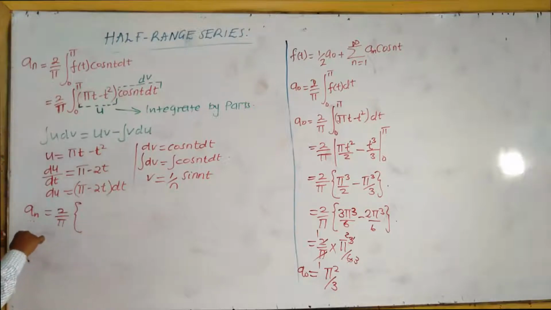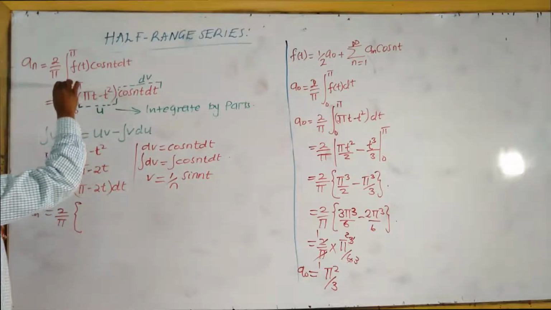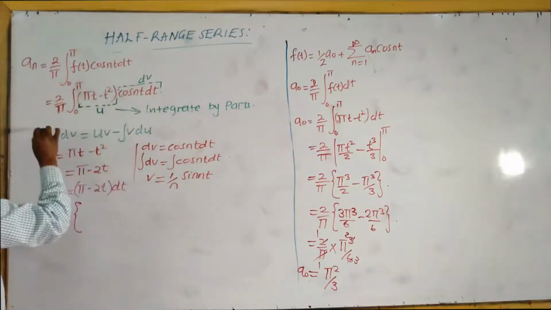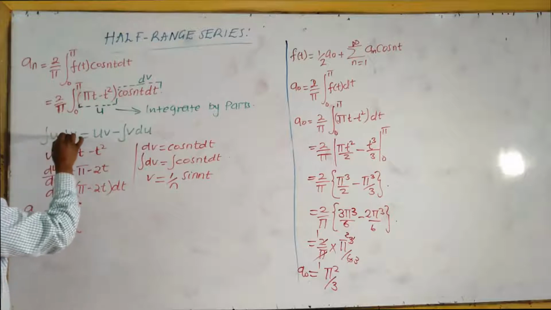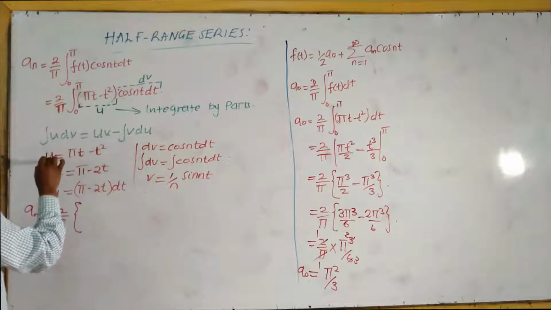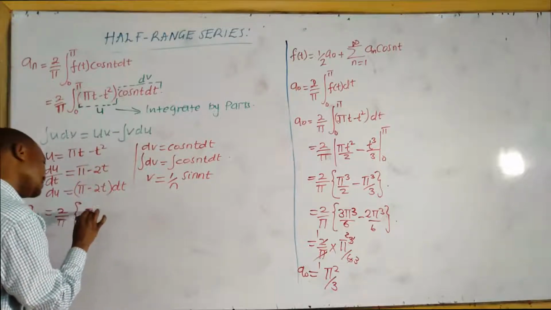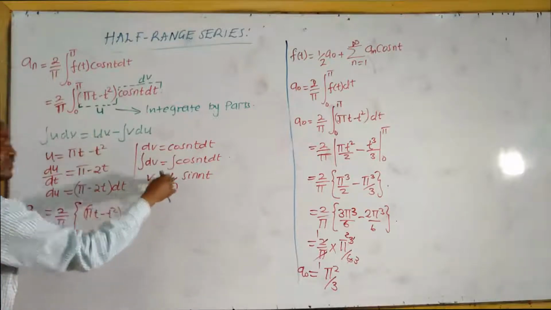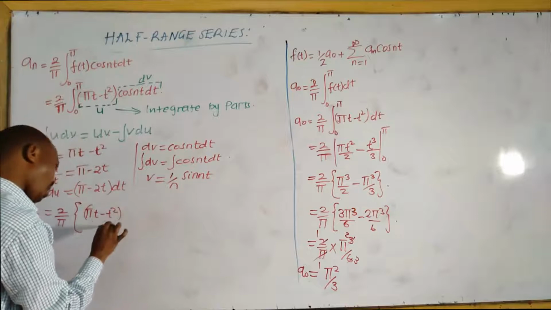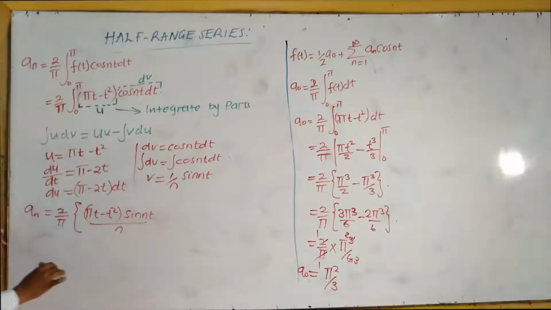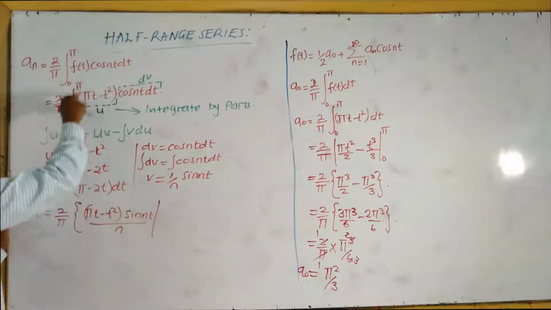We want to integrate u dv. That is, we are integrating u dv. We should get uv, where u is pi t minus t squared and v is 1 over n sin nt, or just sin nt all over n. We are integrating with limits from 0 to pi.